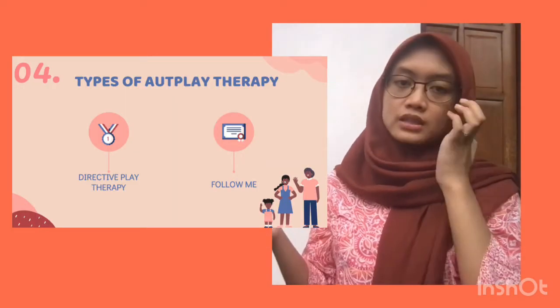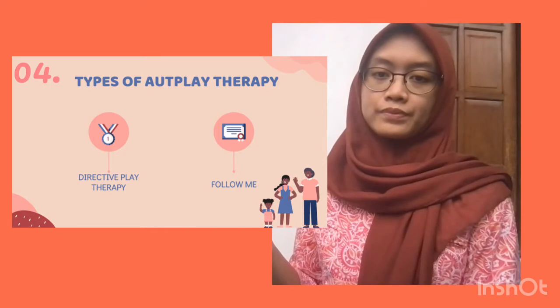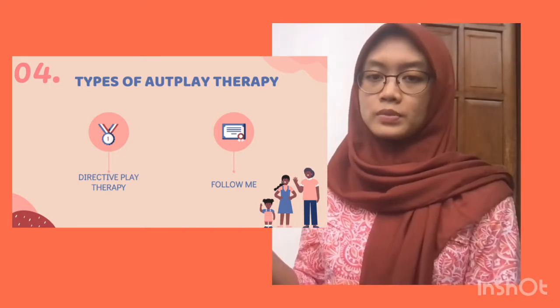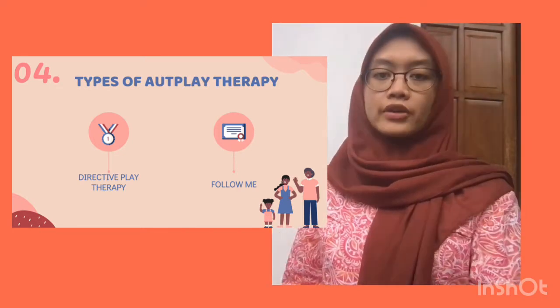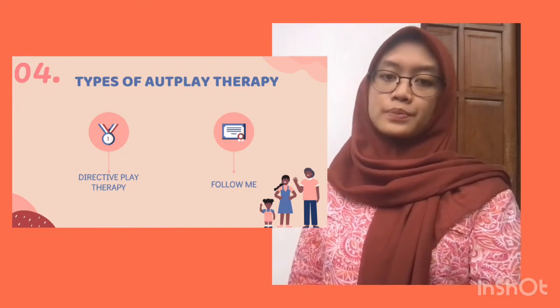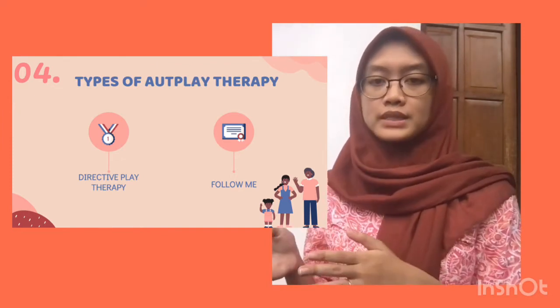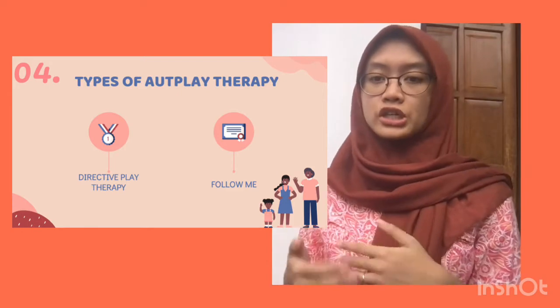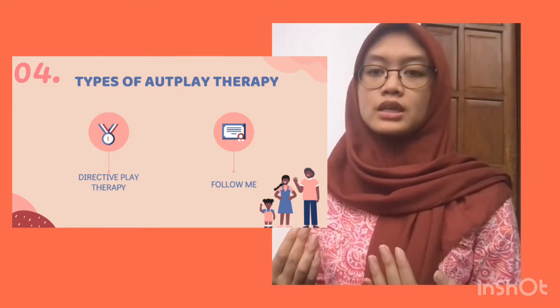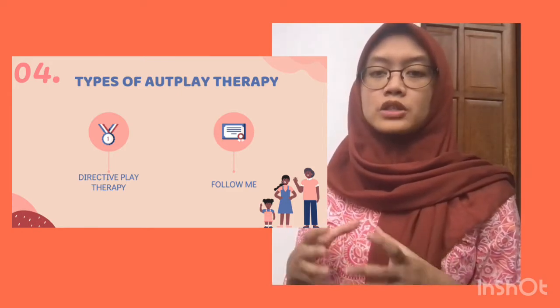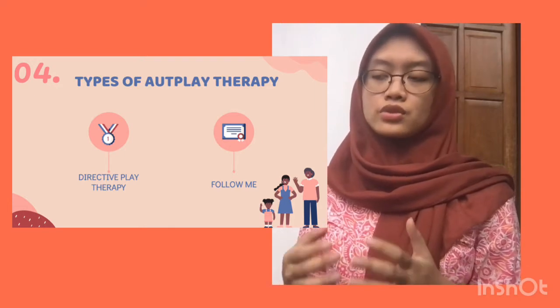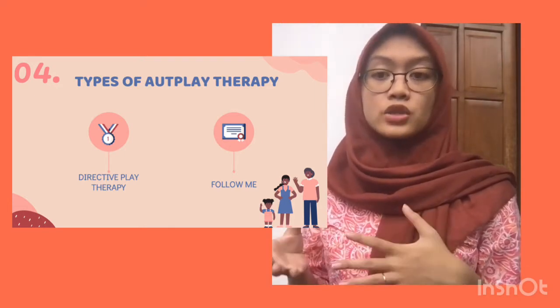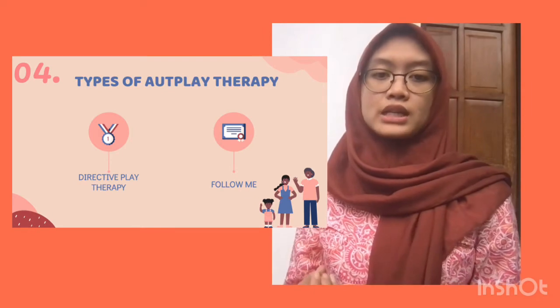So that's all the facts about the data I've shown you. Our next subject is the types of Autplay Therapy. As we can see, there are two types of Autplay Therapy: the directive play and the follow me. Now what's the difference? Well, directive play therapy is a controlled approach to play therapy in which the therapist is actively involved in structuring a child's activity by providing selected play materials and encouraging the child to use them, like in pretend situations and the expression of feelings.